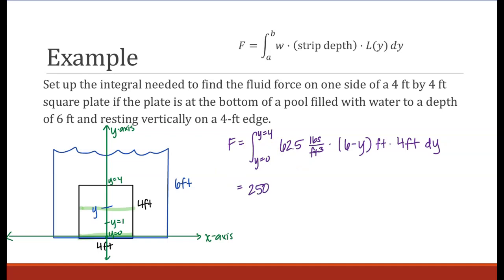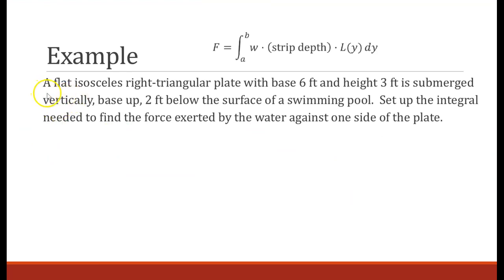So I have 250, the integral from 0 to 4, and then I have 6 minus y as my integrand, dy. Now let's look at the units real quick and see what units are left over in the integrand. So we have pounds per foot cubed times feet times feet. Only 2 of the feet on the bottom, since this is feet cubed, are going to cancel out.